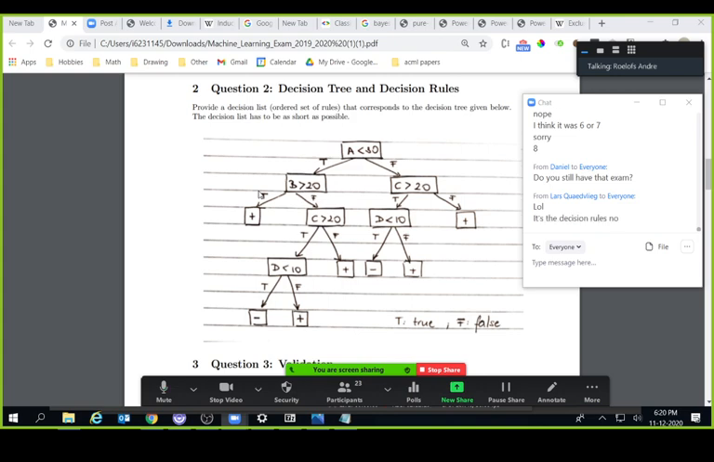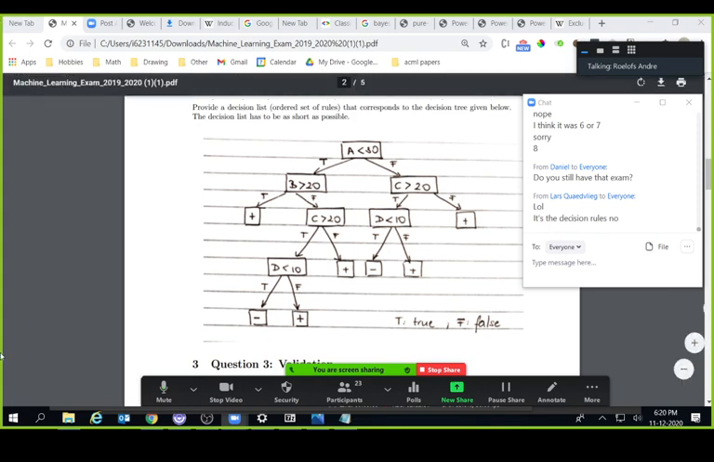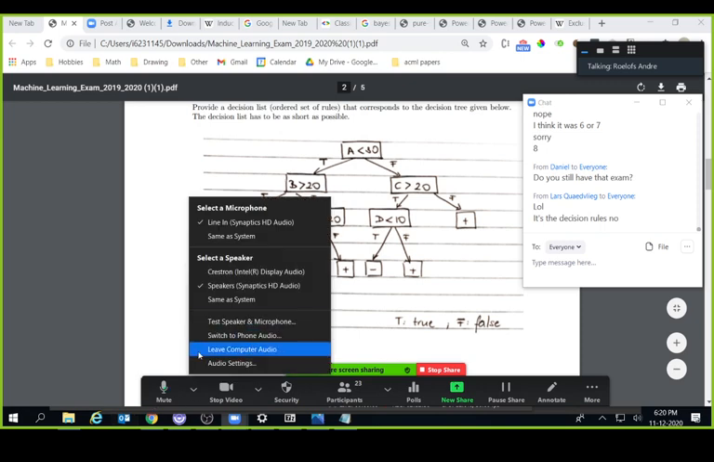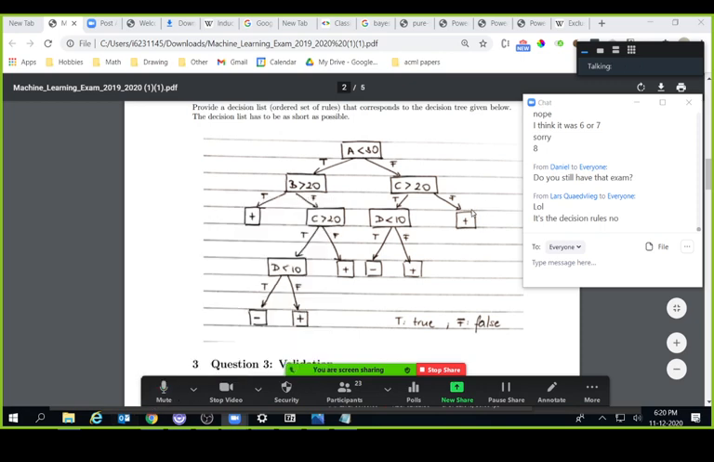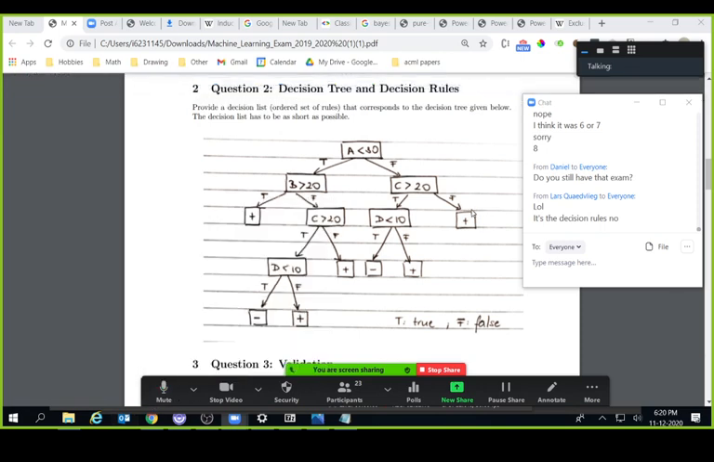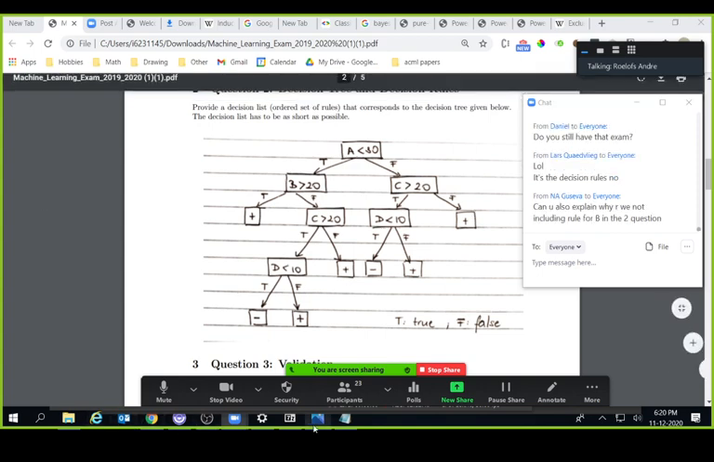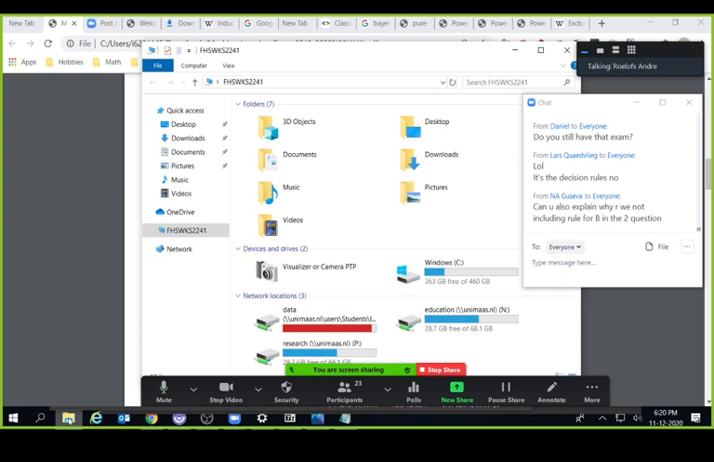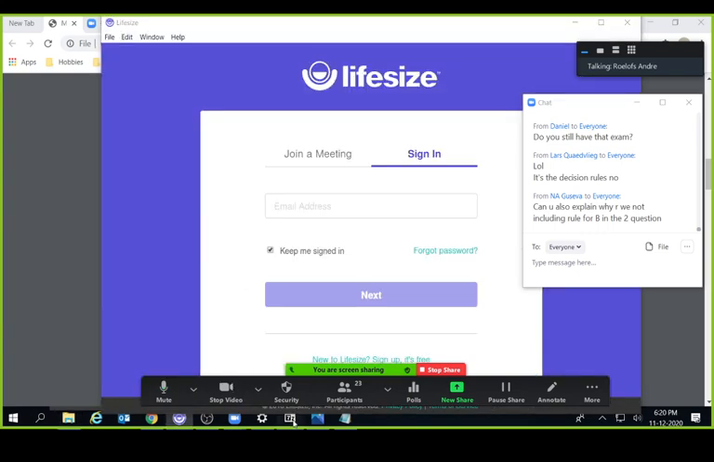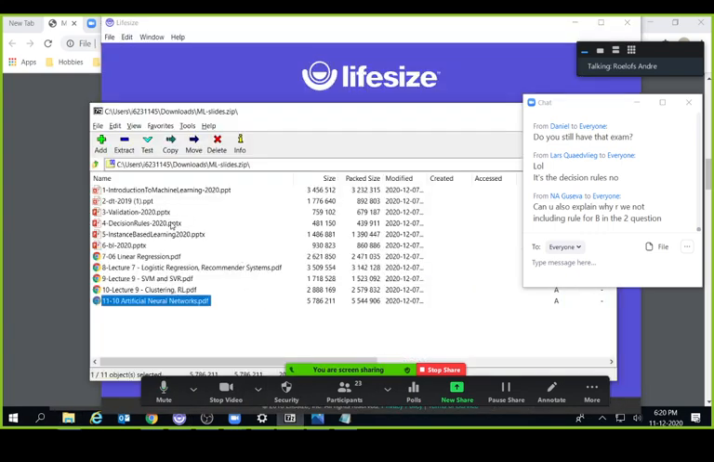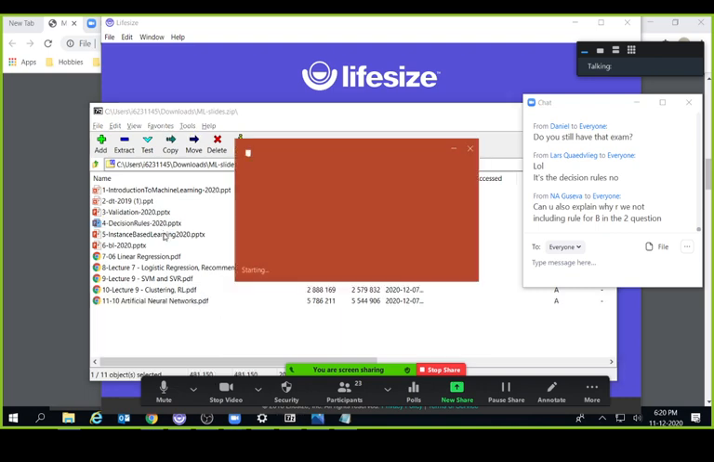So basically, if A and B, then plus. If neither of those, then minus. What would be the best? Well, the answer is, I'm going to go into the lecture for the decision trees. Was it decision rules, the same trees? I think so, yeah. Okay.